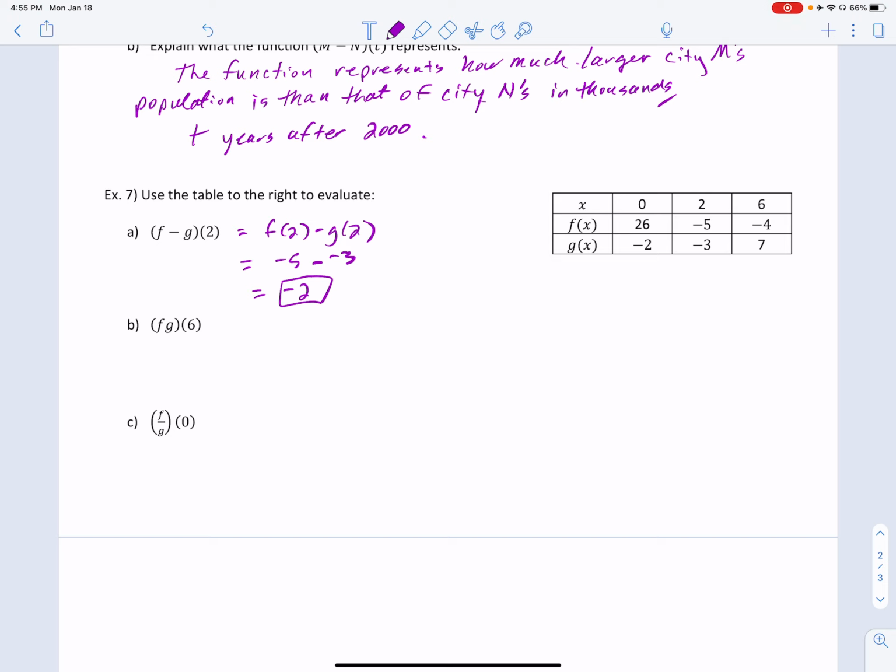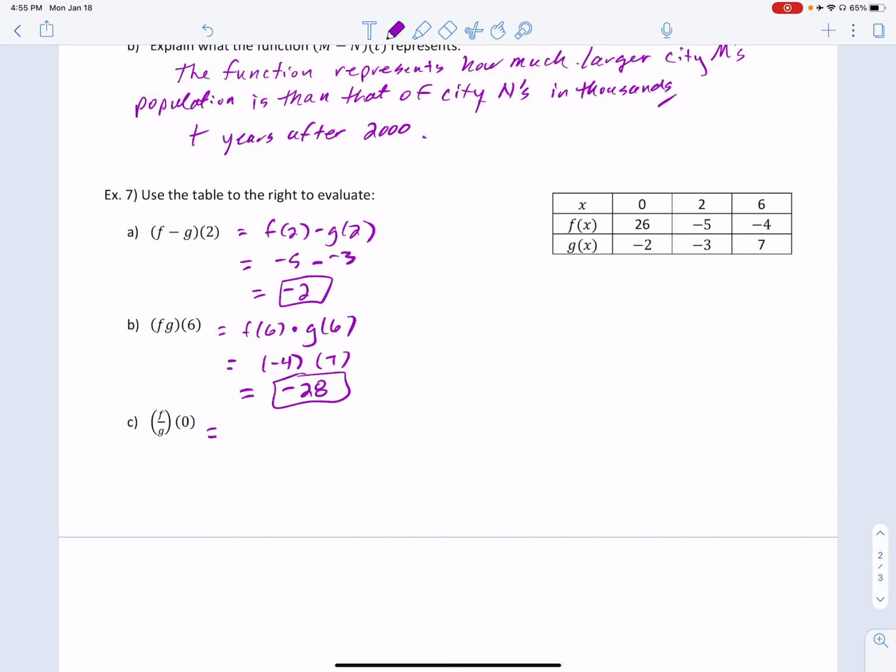In part B, this means product. So it means f of 6 times g of 6. And we get those values from the table. So when x is 6, f is a negative 4. And I should see it like this so I know what you're getting from the table, to see what values you're using to get the end answer. And g of 6 is 7. And negative 4 times 7 is a negative 28.